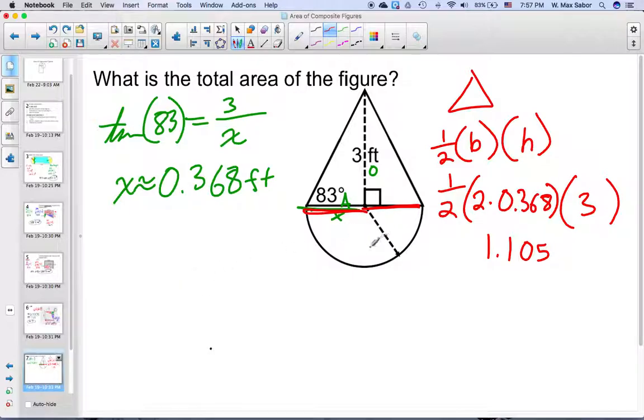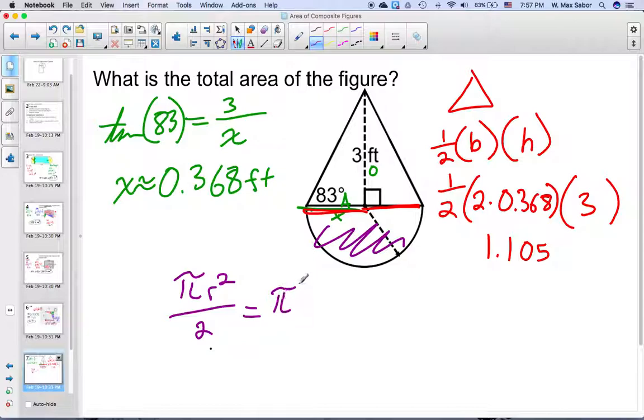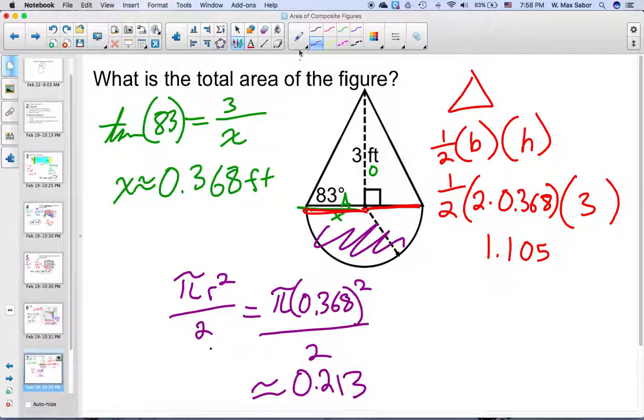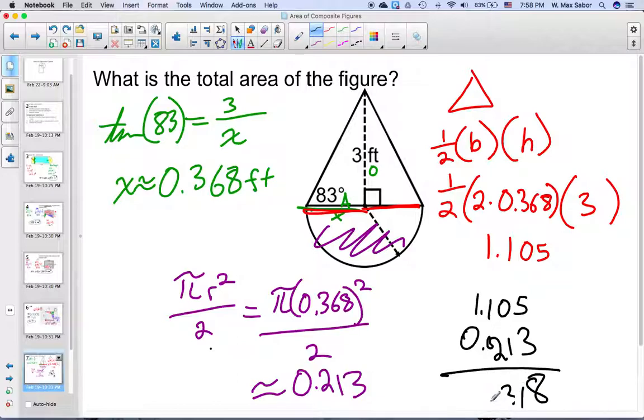For the area of the semicircle, the whole circle would be pi r squared, but since we're looking at half of it, we'll do pi r squared divided by 2. So this is going to be pi times 0.368 squared over 2. Multiplying that out and dividing by 2 gives me about 0.213. So the total area is adding up that 1.105 and 0.213 together to get 1.138, and we should say square feet.